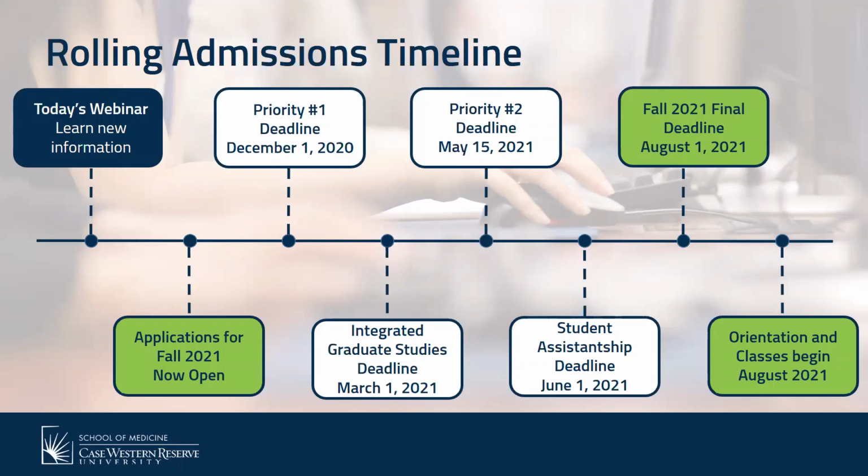Orientation and classes begin at the end of August, so we are approaching the beginning of fall semester. I will say these deadlines that you see up here are going to be the deadlines for the next cycle. So if you're thinking about applying for the next cycle of applications, December 1st, 2021, March 1st, 2022 for IGS students, May 15th, 2022, and so on.